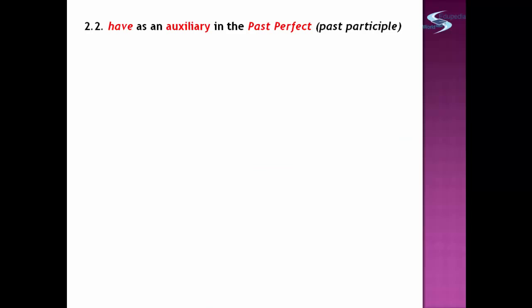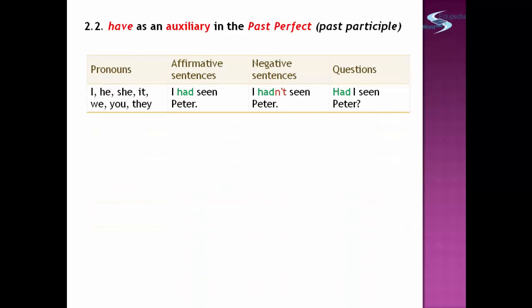2.2. Have as an auxiliary in the past perfect. Again, we use the past participle. For the pronouns I, he, she, it, we, you, and they, it would take the form had. So, the example for the affirmative sentence: I had seen Peter. In the negative sentence: I hadn't seen Peter. In the question form: had I seen Peter?